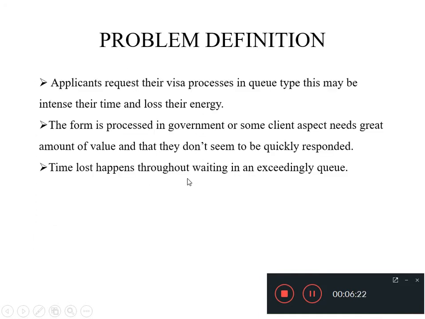Problem definition of the existing system. Applicants request their visa process in a queue. This may be intense in time and drain their energy. The form is processed by the government or some client side, which needs a great amount of effort, and they do not seem to respond quickly. Time is lost while waiting in a queue.